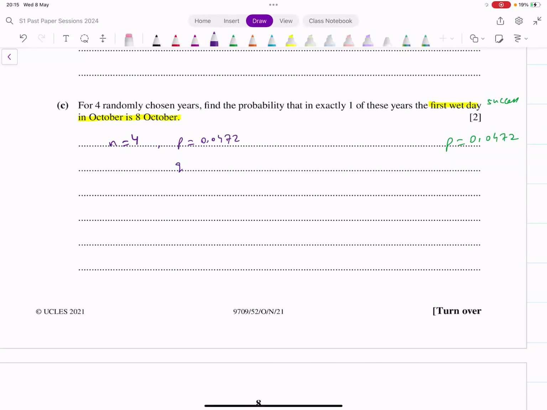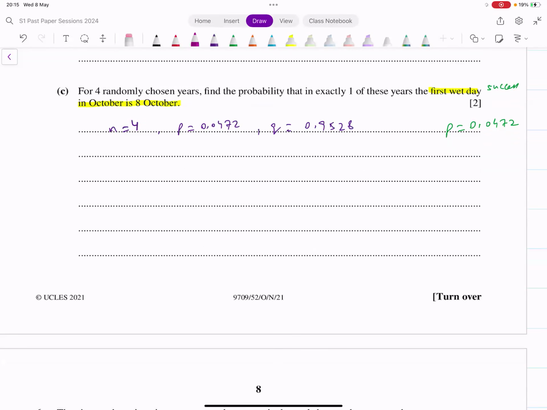What's the probability of failure? You do 1 minus this. That's 0.9528. Okay, that's the probability of failure. We want the probability of having exactly one success. What kind of distribution is that? That's binomial distribution. We're talking about the number of successes, getting exactly one success.